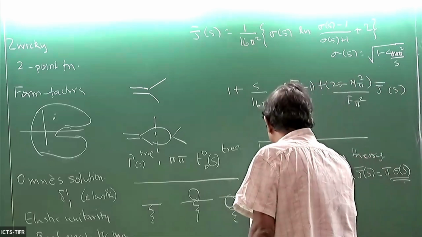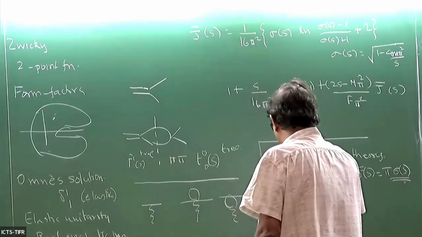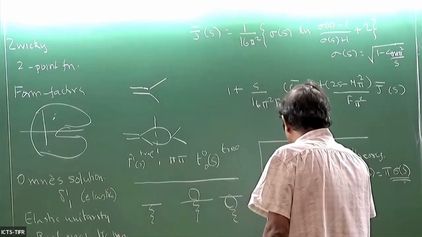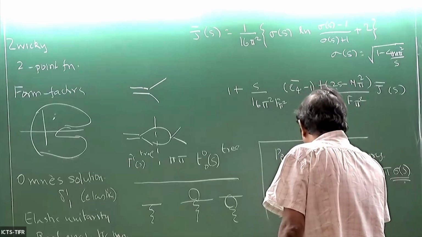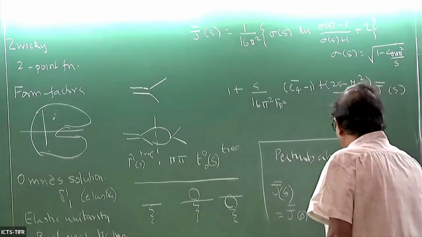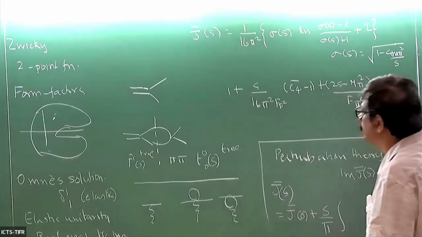Now, let's say that you have a subtraction. So let's say that it's J bar of s. Then there's got to be an s by pi like this, and then there'll be an integral along the branch cut.